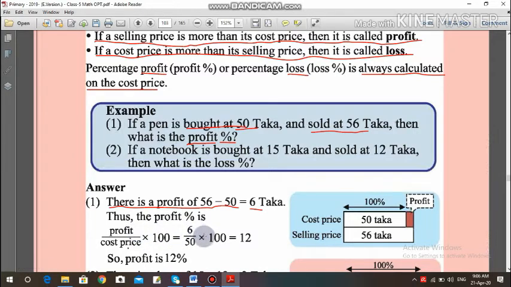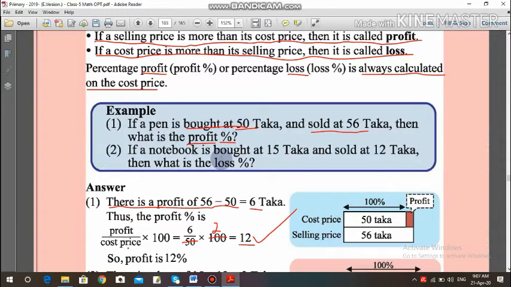So cost price is 50, profit is 6, into 100, is equal to 12. The calculation is here: we divide 100 by 50, it will be 2. Then 6 into 2, that is 12.